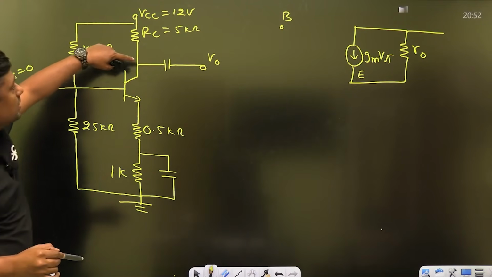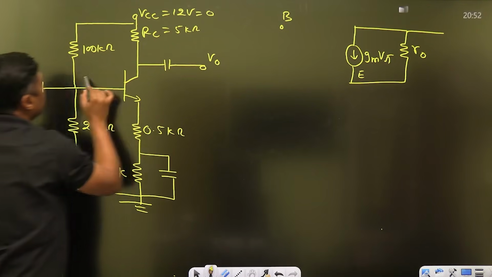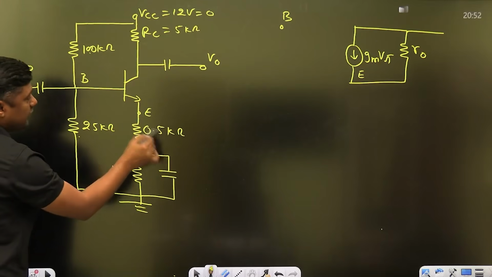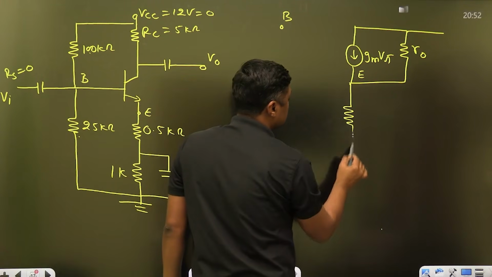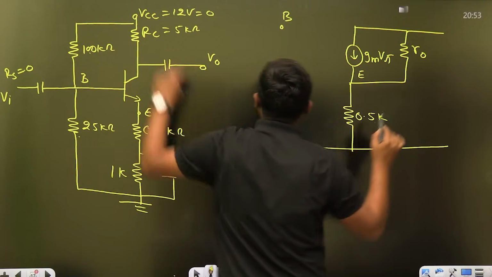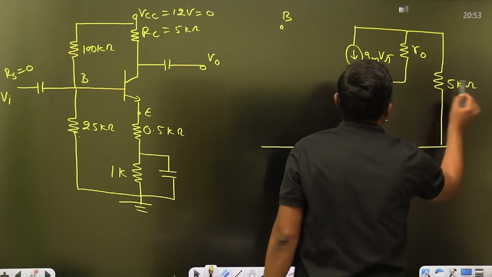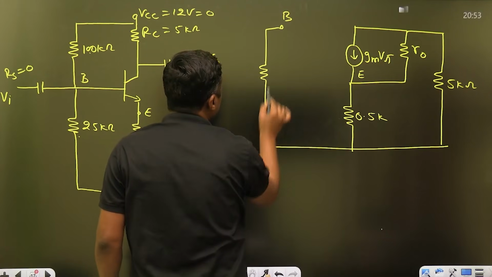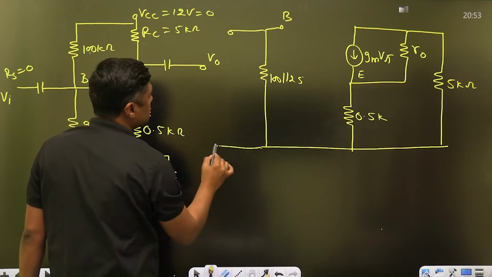Now guys, remember, from collector to ground RC is connected because in AC analysis it will become 0. From base to ground 100 kilo ohm, 25 kilo ohm. Emitter to ground 0.5 is connected. This is bypassed. This is the ground. Collector to ground RC, 5 kilo ohm, is connected. From base to ground, two resistors are connected in parallel. This is given as what? Vs.